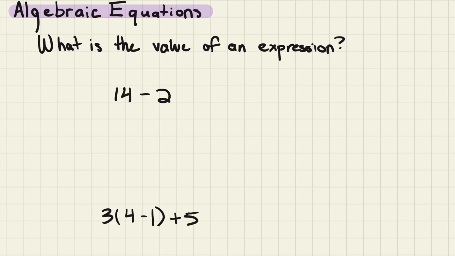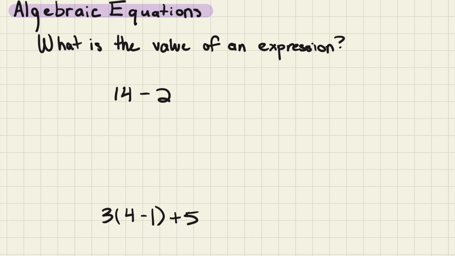Okay, so today we're going to be talking about algebraic equations. And to start out, we need to know this concept of the value of an expression. So an expression, just as a quick review, is a combination of numbers, variables, and operators on those numbers and variables. An example of a couple could be 14 minus 2, or 3 times the quantity 4 minus 1 plus 5. And what we can do with each of these is that we can evaluate them.